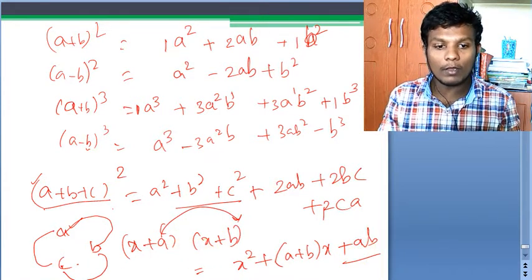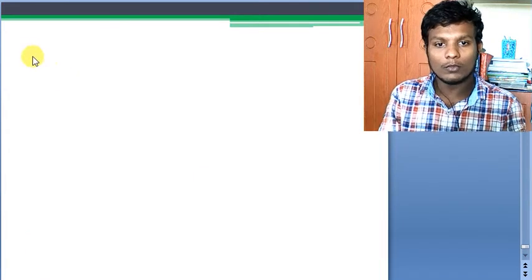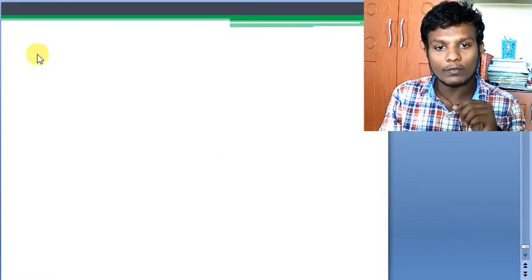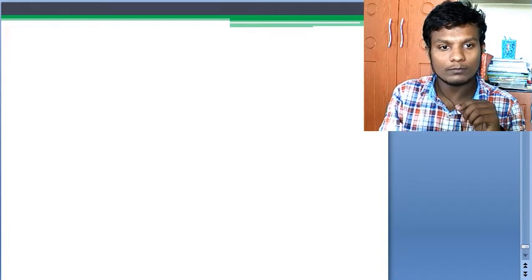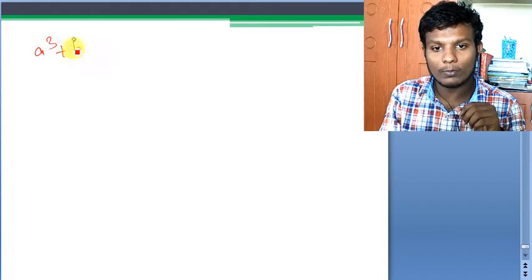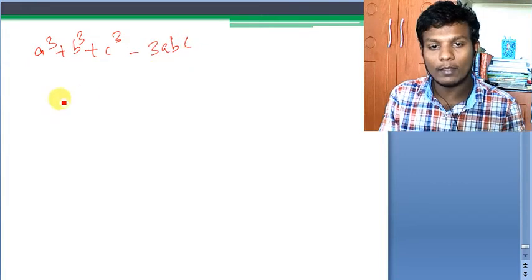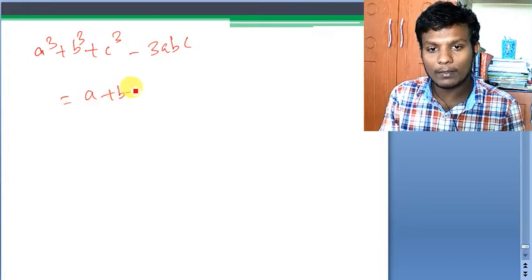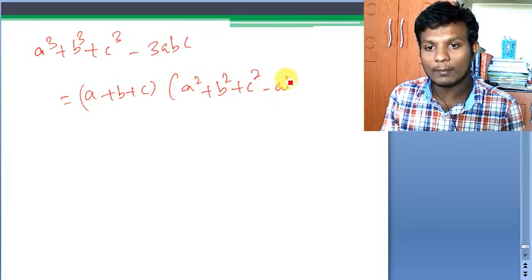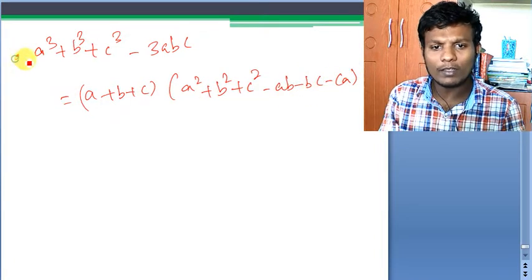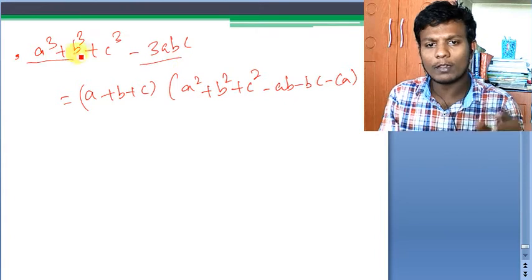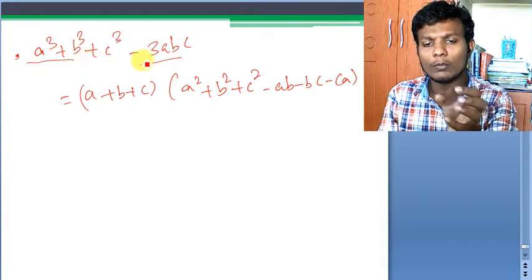And we have a very important thing here. We have an identity: a cube plus b cube plus c cube minus 3abc is equal to a plus b plus c into a square plus b square plus c square minus ab minus bc minus ca. Very important, just observe, it's very easy to remember also: a cube plus b cube plus c cube minus 3abc.